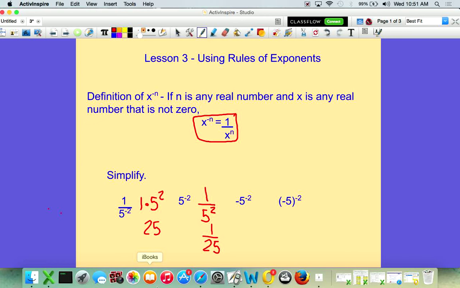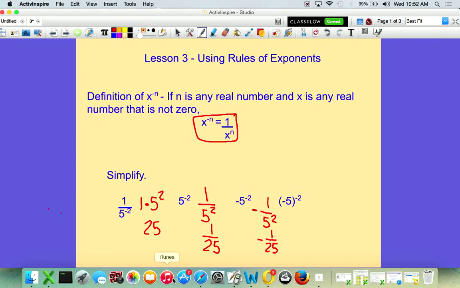For our next one, these two, our third one and our fourth one here, look very, very similar, but they're not the same. For this first one, just the 5 is raised to the negative 2 power. So we would have a negative out in front with a 5 dropped to the bottom and raised to the 2 power with a 1 on top. This would end up being a negative 1 over 25. It stays negative because the negative is not raised to the second power.